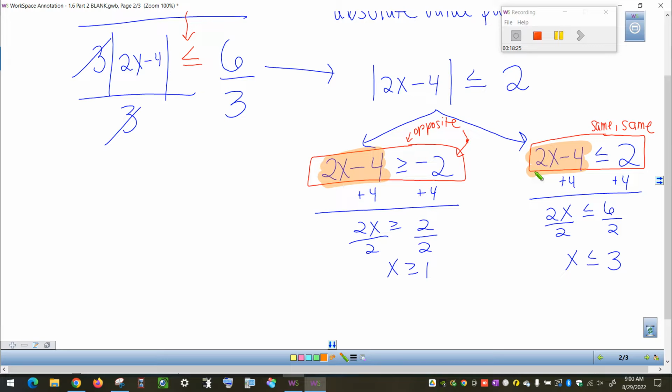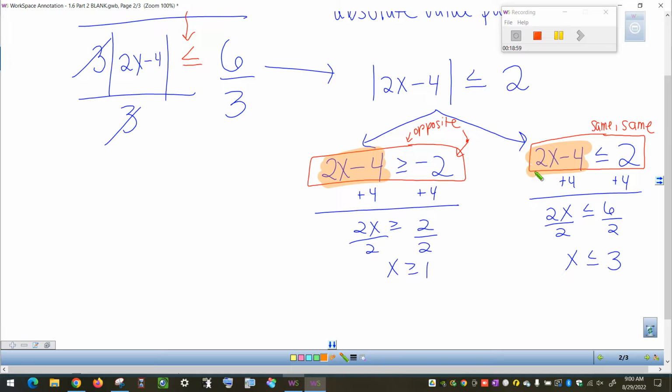And conceptually, if we think about what's happening on this number line, this is saying that this quantity is something that's less than or equal to 2 spaces away from 0. So if you think about 2 spaces away from 0, well, it could be less than or equal to 2 on this side, or on the other side of 0, it could be greater than or equal to negative 2. So that makes sense why these are the 2 spaces that we're splitting this into.